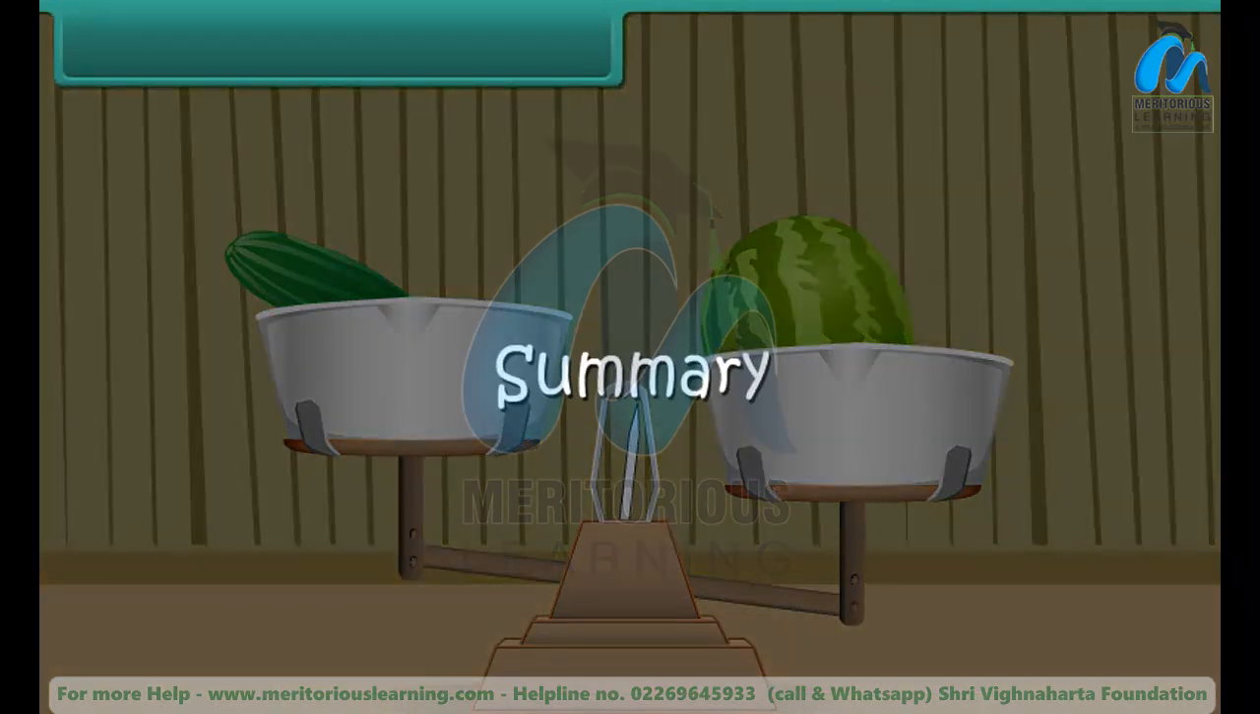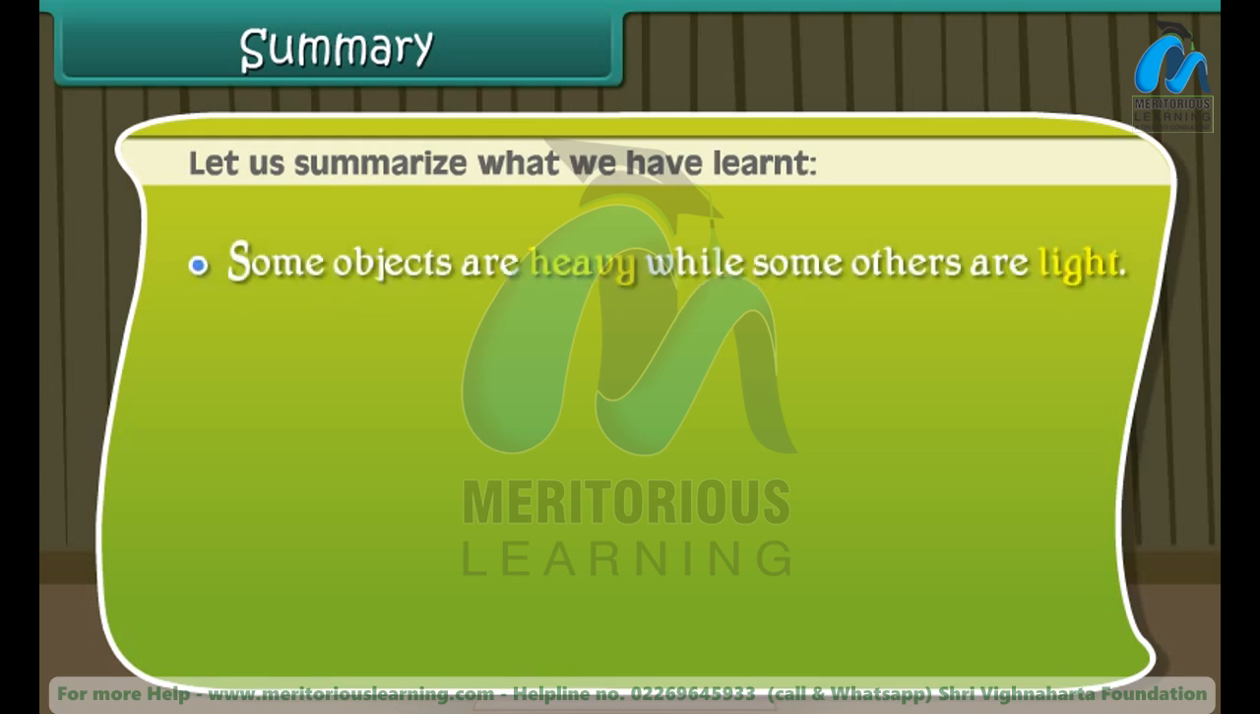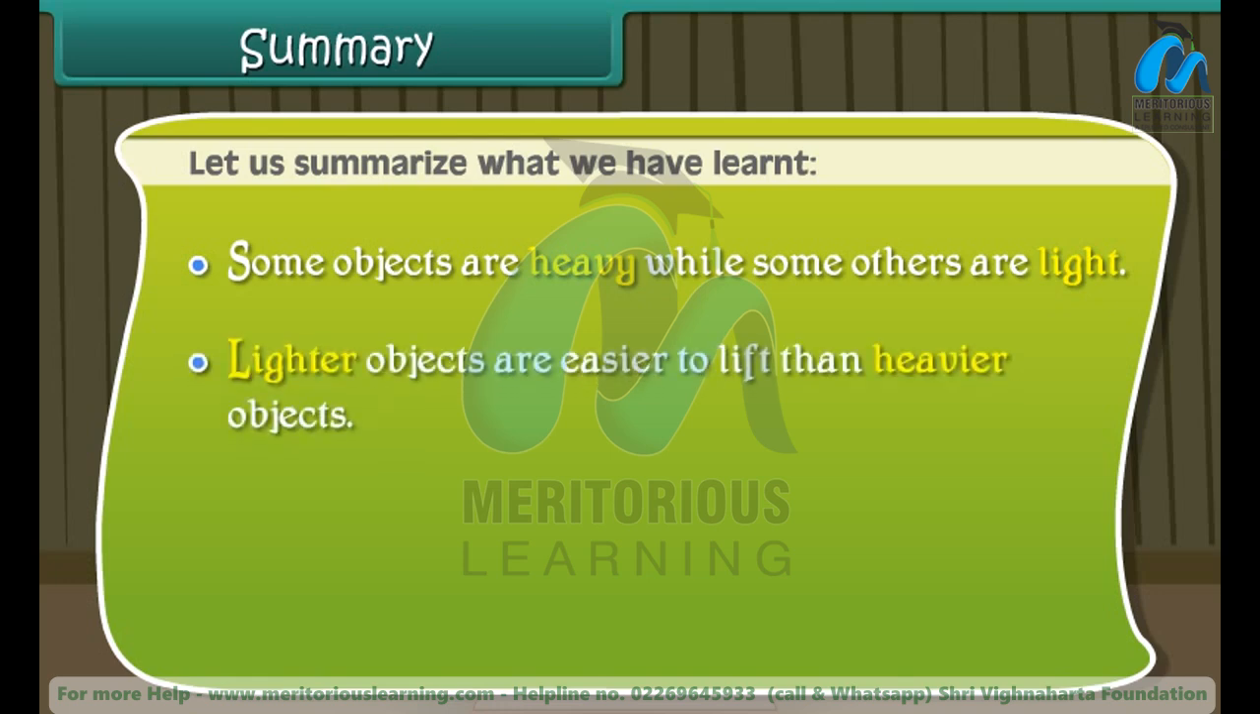Summary. Let us summarize what we have learnt. Some objects are heavy while some others are light. Lighter objects are easier to lift than heavier objects.